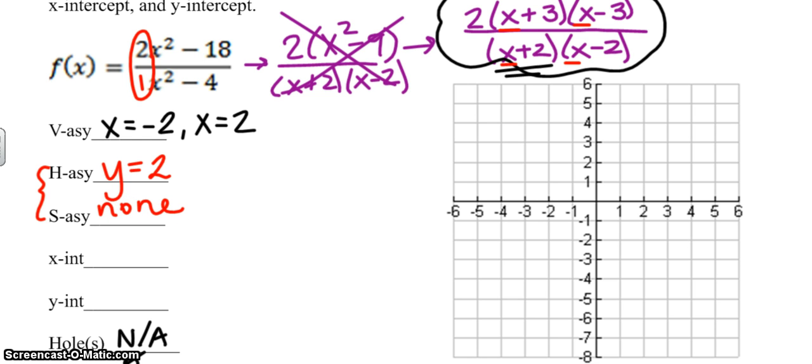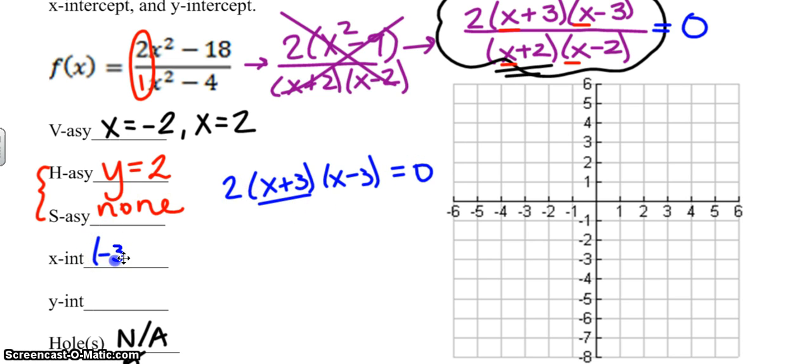Our x-intercepts are going to be when we set this whole thing equal to 0. So if I set this equal to 0 and I multiply both sides by x plus 2 and x minus 2, then really what I get is 2x plus 3, x minus 3 is equal to 0. Well, that means that x equals -3 and x equals 3 are my zeros.